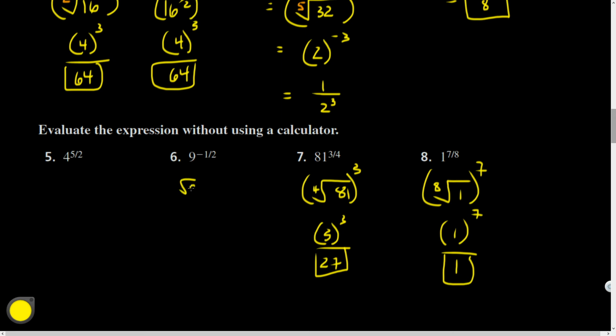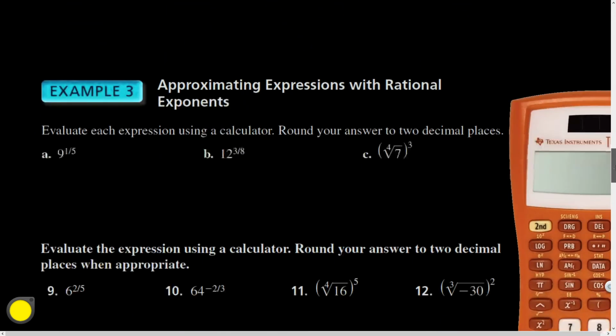So this is the same as the square root of 9 to the negative 1 power. So the 2 became the index. Tell you what, if you want to write those 2's there, you can. Square root of 9 is 3. And 3 to the negative 1st power, I'd move downstairs, and that would equal 1 over 3 to the positive 1st power. So that's 1/3. Good stuff, good stuff. All right, here we go.